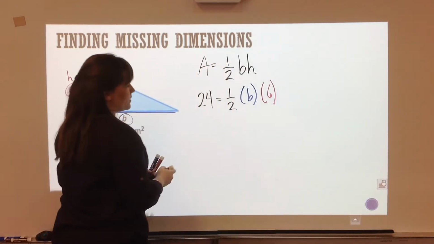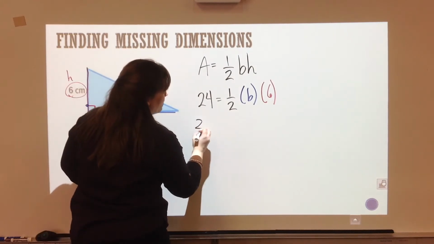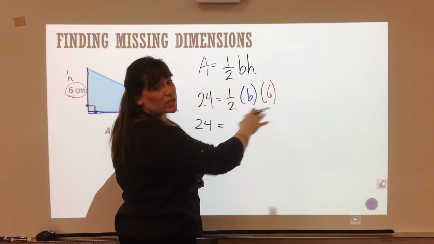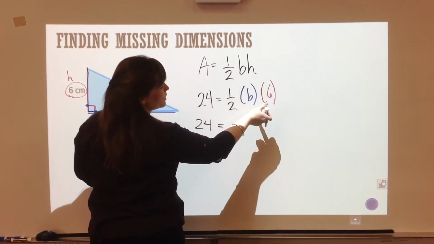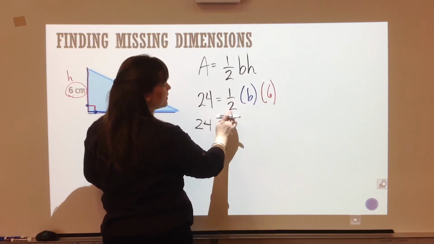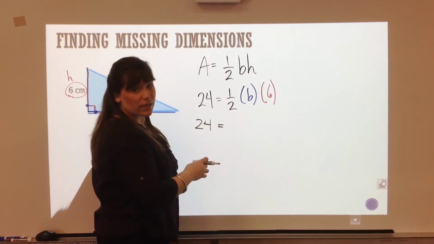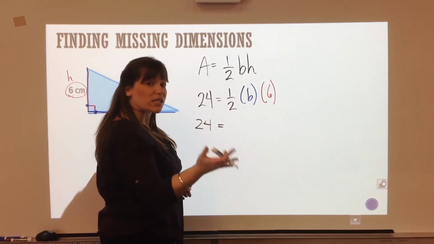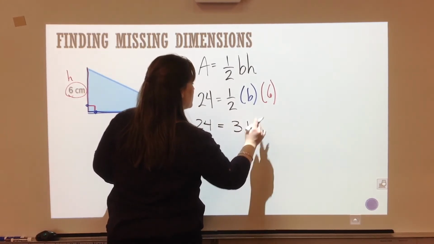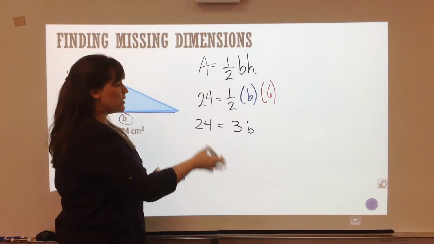When we're figuring this out, we know it's 24. Now we get into more of Chapter 7 algebra stuff. We know that multiplication is commutative. We could switch this around any which way we want. We can take the 6 and take half of it. Half of 6 is 3, or 6 divided by 2 is 3. So really, this simplifies down to 3b.